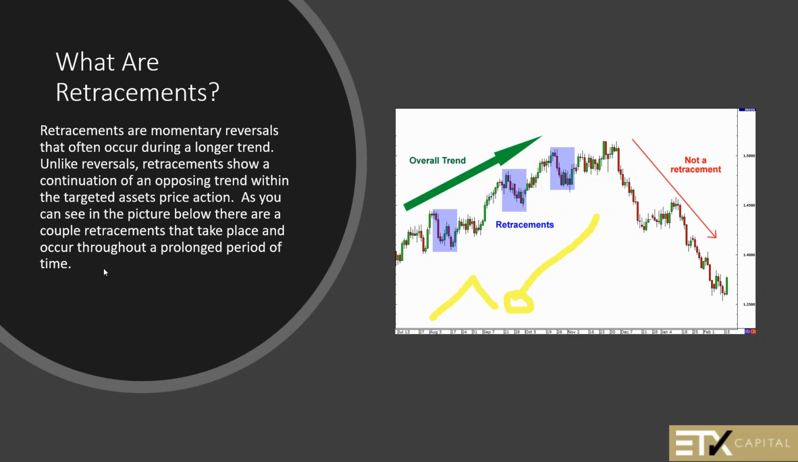So a retracement is defined as a momentary reversal that occurs during a longer trend. Unlike reversals, retracements show a continuation of an opposing trend within the targeted asset's price action. As you can see in the picture to the right, there are a couple of retracements that take place and occur throughout a prolonged period of time.